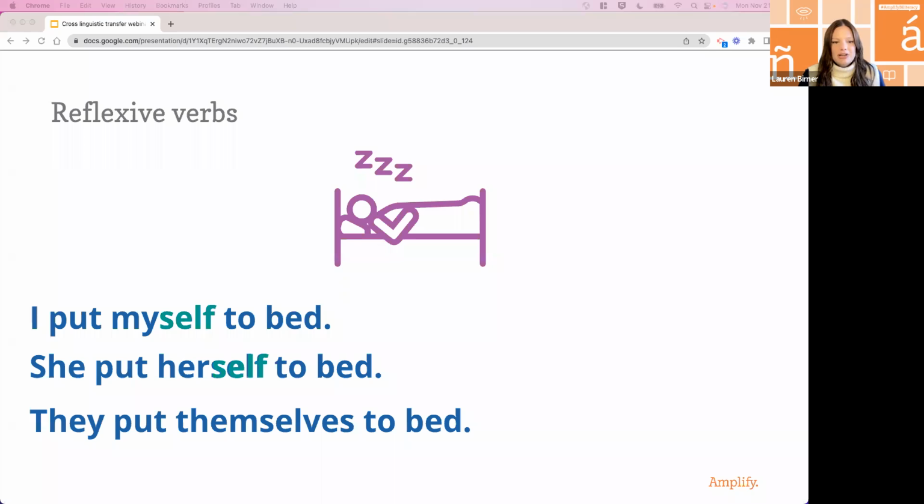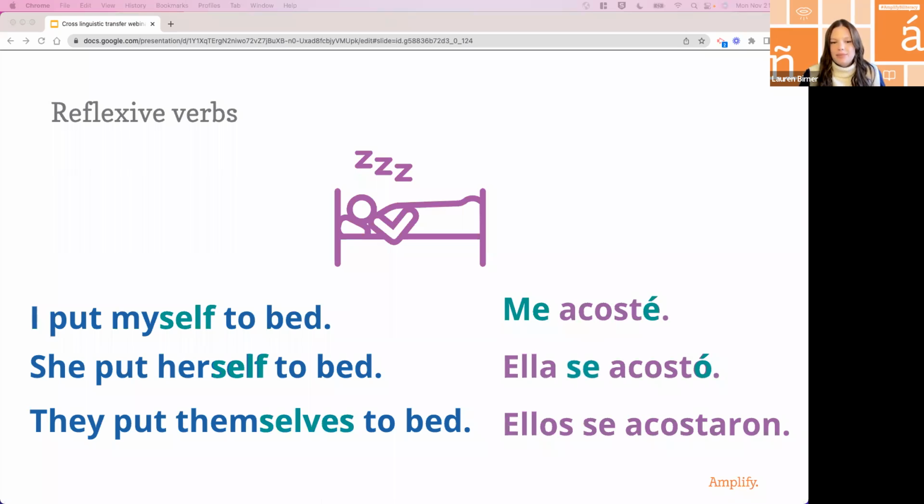However, in Spanish, the conjugation of the verb itself changes. So instead of saying "I put myself to bed," me acosté indicates that same fact.